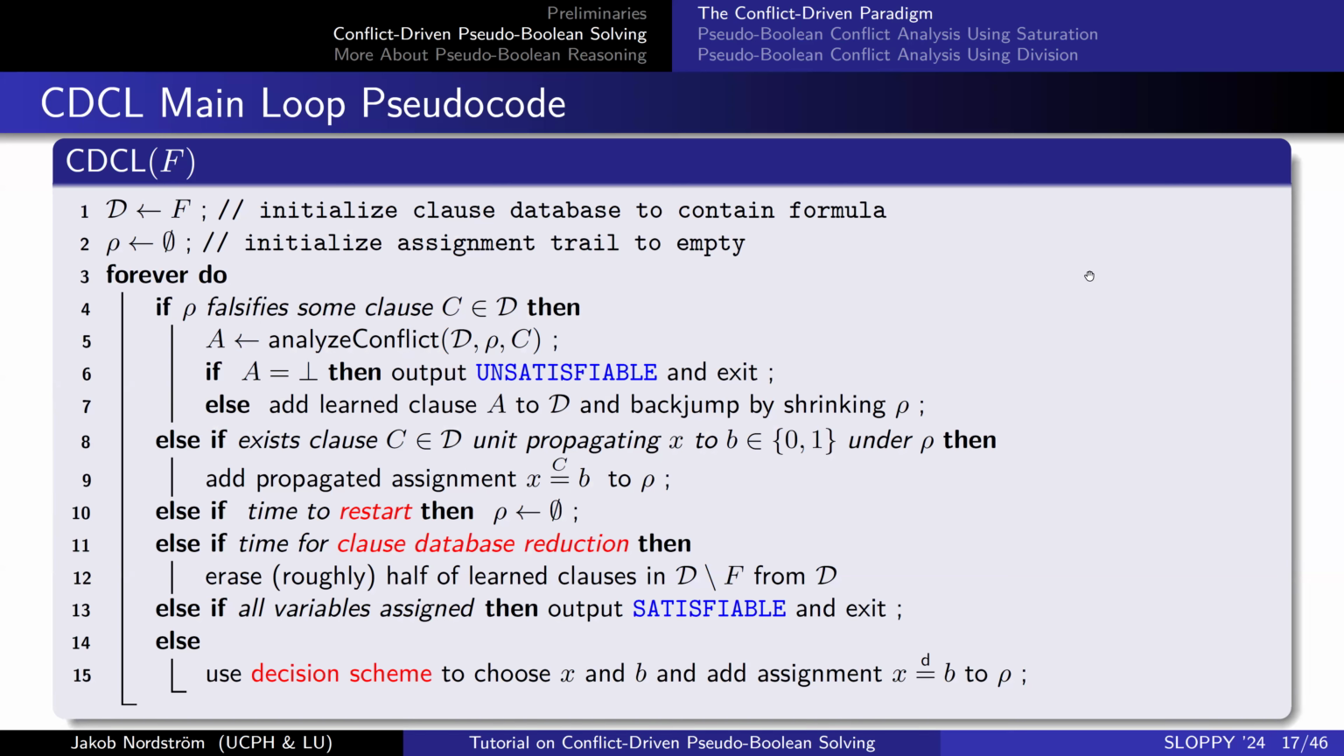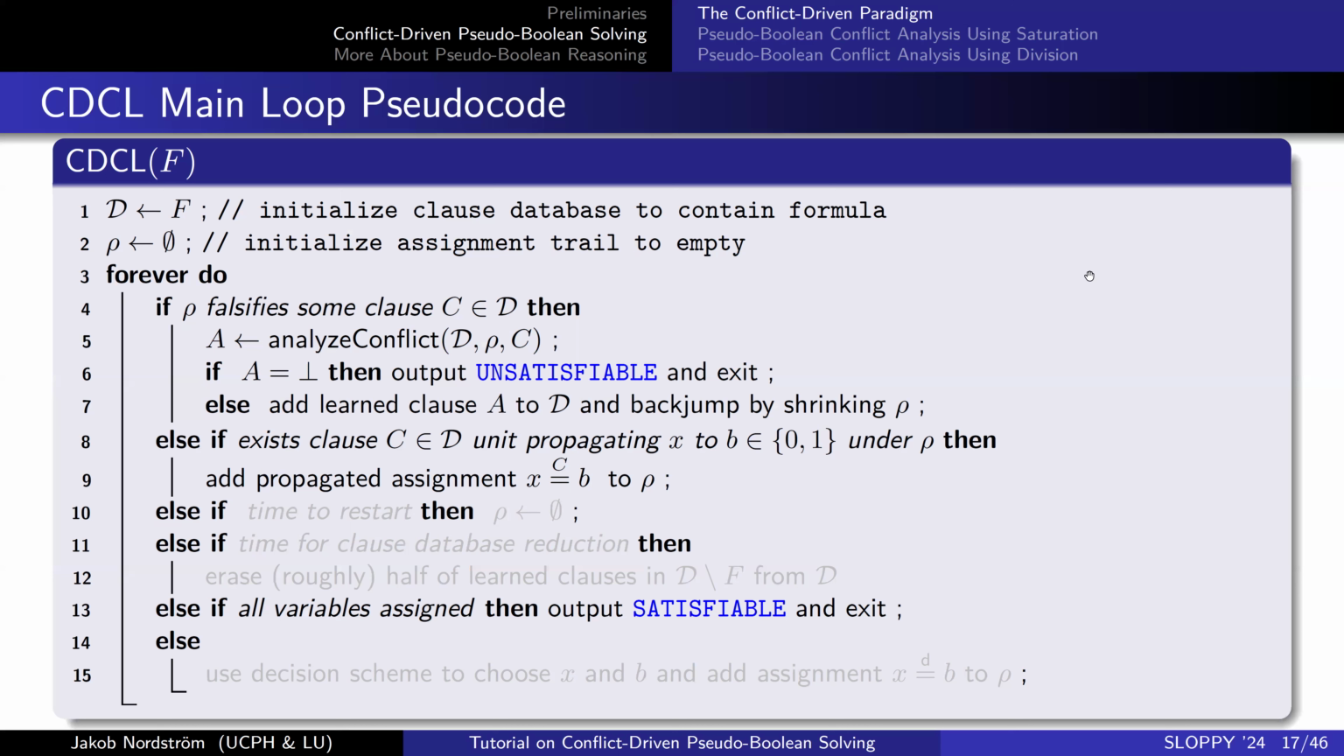This is the final time you're going to see this slide, but basically what CDCL does is if you have a conflict, you analyze it. Otherwise, if you can propagate, try to propagate. Otherwise, check if you should restart and clear your partial assignment, your trail. If not, you check if it's time to throw away roughly half of your clauses. And otherwise, make a next branching decision. We're going to focus on this conflict analysis part and see how to extend it.